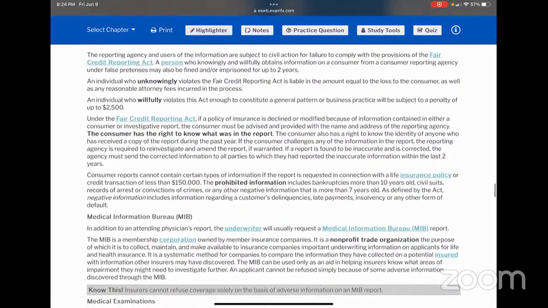The reporting agency and users of the information are subject to civil action for failure to comply with the provisions of the Fair Credit Reporting Act. A person who knowingly and willfully obtains information on the consumer from a consumer reporting agency under false pretense may also be fined and/or imprisoned for up to 2 years.